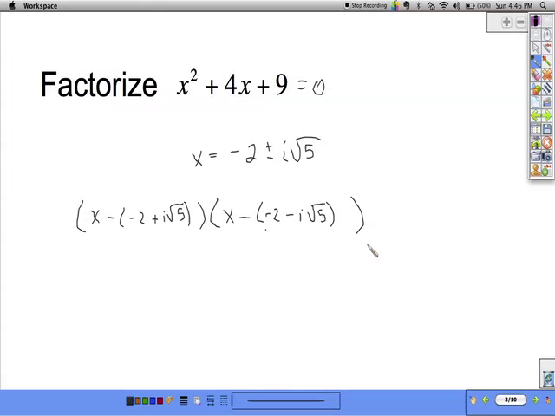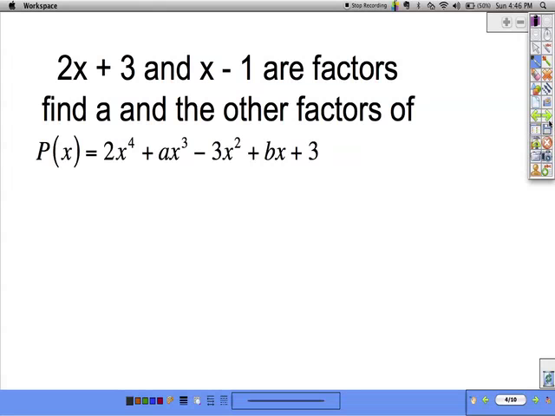And here we have this previously unfactorable quadratic factored in its entirety down to two linear factors. In this next problem, we're told what two factors are, and then it says we want to find a and we'll find b, and we want to know what the complete factorization is going to be. Can we factor this down all the way? And for that matter, can we find the zeros?